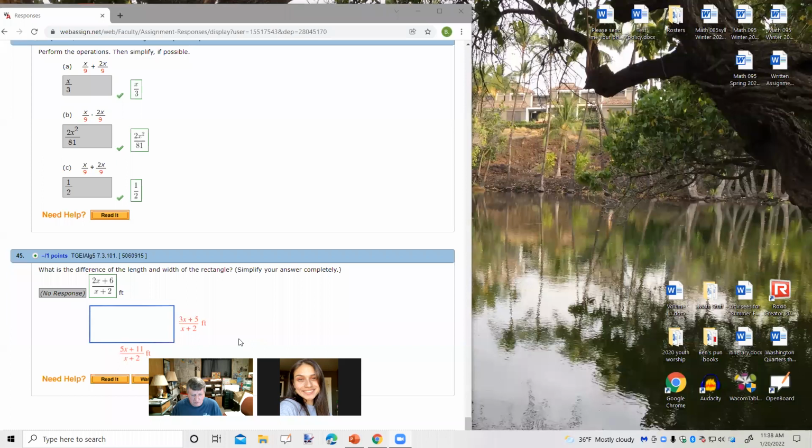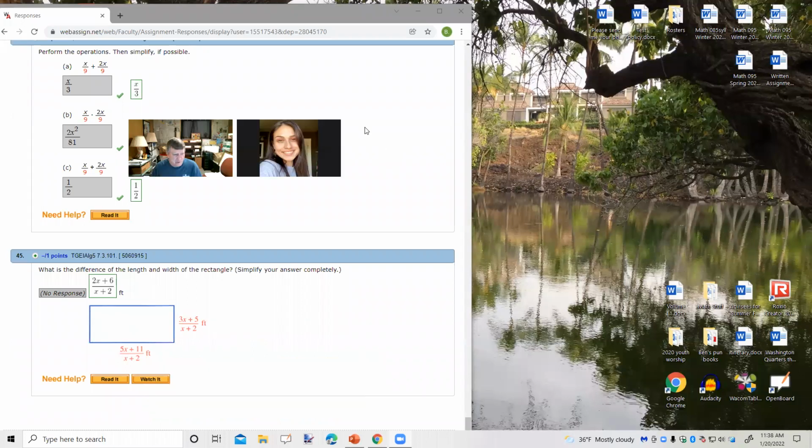All right, so let's see, we'll move that up there. We've got this rectangle, and the length is (5x plus 11) over (x plus 2) feet, and the width is (3x plus 5) over (x plus 2) feet. It's asking us to find the difference of the length and the width. I'm assuming they're going to use that as the length and that as the width. So basically, we've got a subtraction problem.